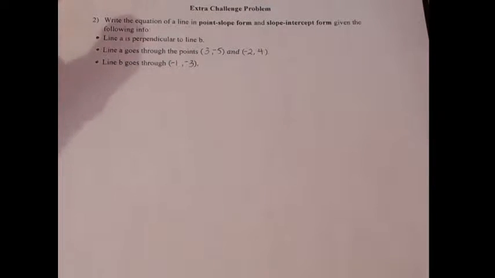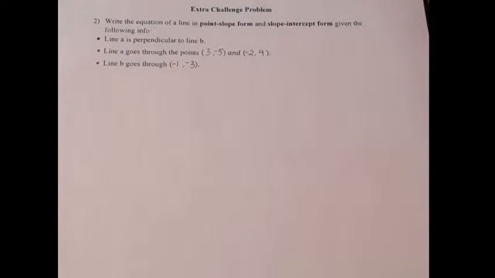So here's my advice. For the first bullet, write down what it means for line A to be perpendicular to line B. That's the first thing I'd like you to do. Then, deal with the information from our second bullet, which is that line A goes through the points 3, -5, and -2, 4. Think about what we've had to do this entire time when we're given two ordered pairs. And then finally, using both of these pieces of information, apply the third bullet, which is that line B goes through -1, -3. I'm going to give you 5 minutes to play around with this. Good luck.